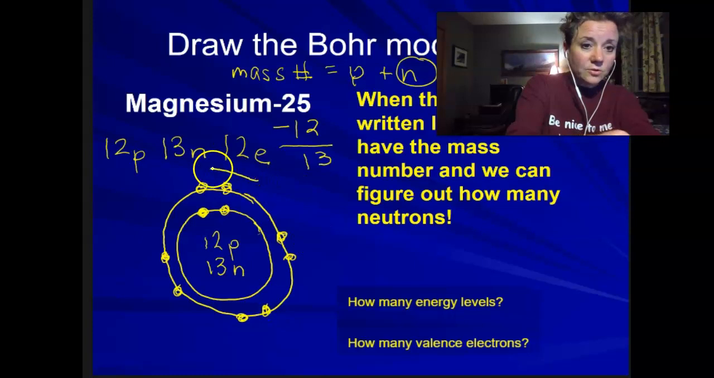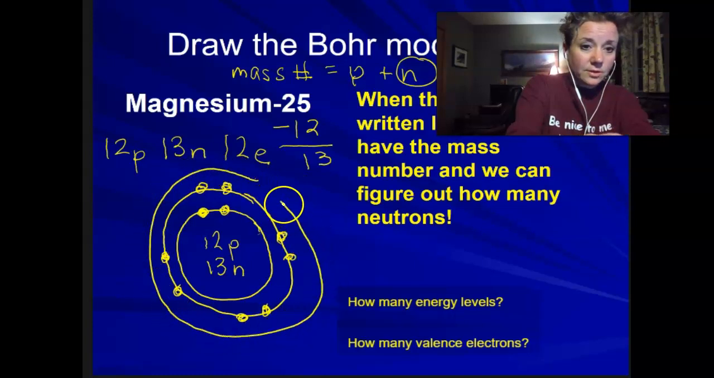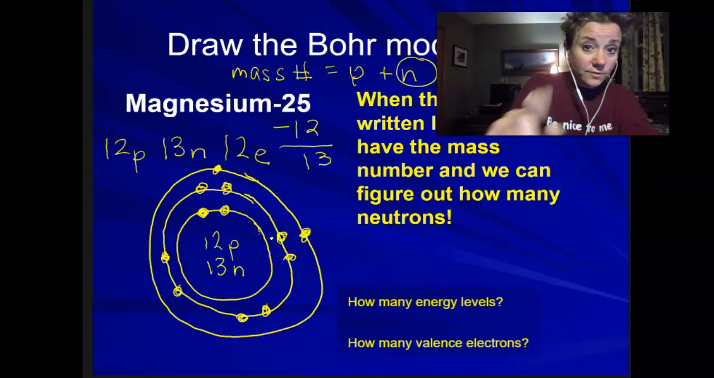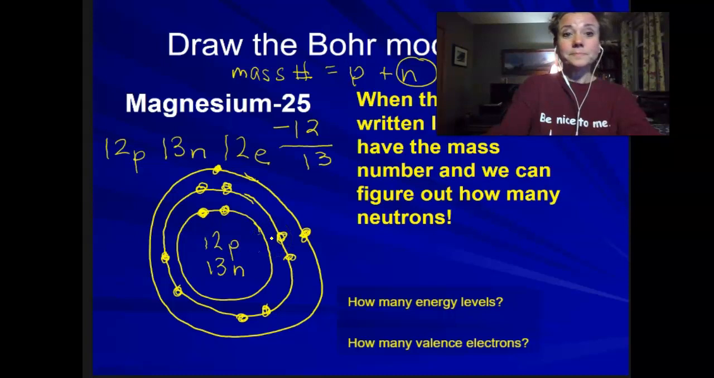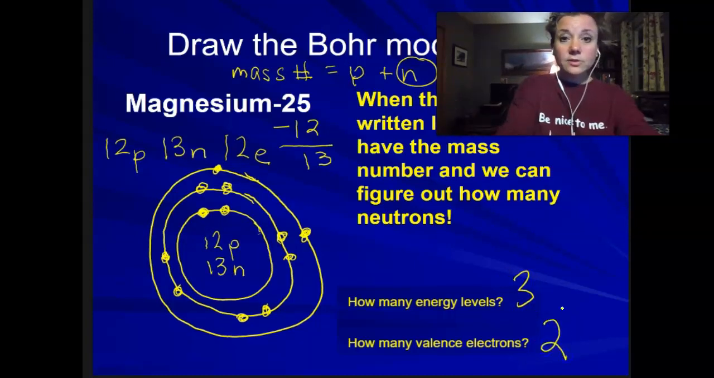And I have 2 more left. But I have to apologize because I didn't follow my pattern there, but I should have. And you should too. So this is my final drawing for magnesium 25. How many energy levels do I have? 3. And how many valence electrons do I have? 2.